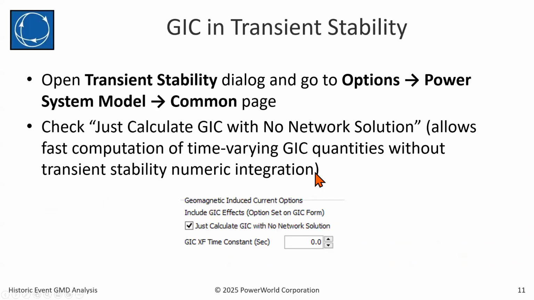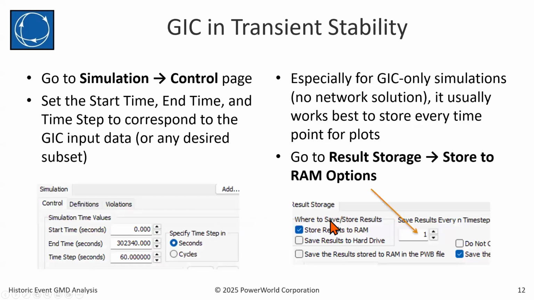In transient stability, there is an option in the tool specifically for geomagnetic induced current effects, to just run those through the tool without doing a network solution. By network solution, we mean the dynamic solution, the numerical integration that's necessary to do a normal transient stability analysis. We can ignore that and just process the GIC data through, and then use all the tools within our transient stability tool, like result storage and graphing, in order to create some plots. So that's what we'll do.